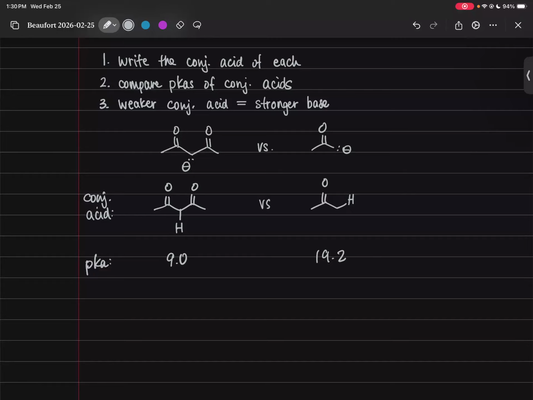Okay, so the weaker conjugate acid is the stronger base. So this 9.0, that's lower than 19.2, so this is a stronger conjugate acid. This is a weaker conjugate acid. And so this is the stronger base.